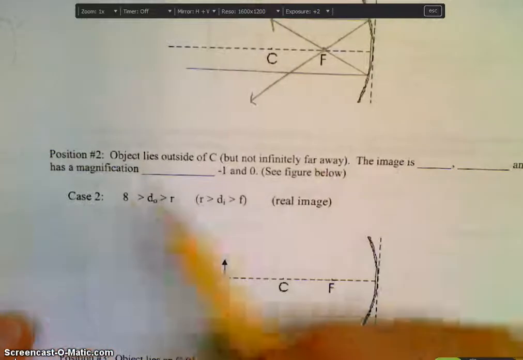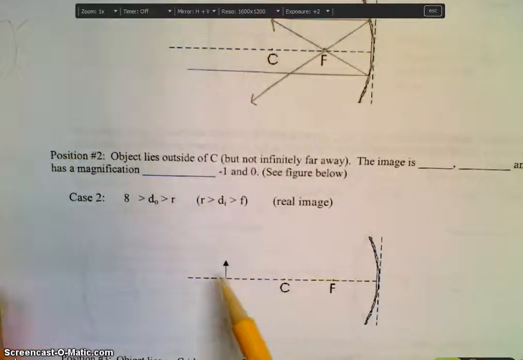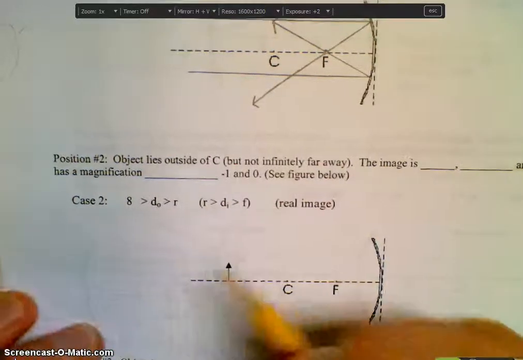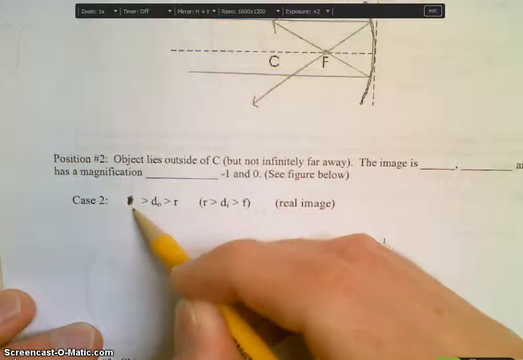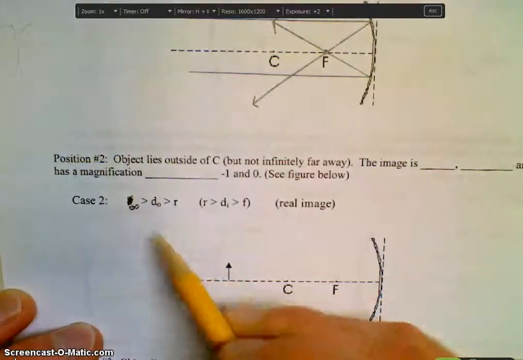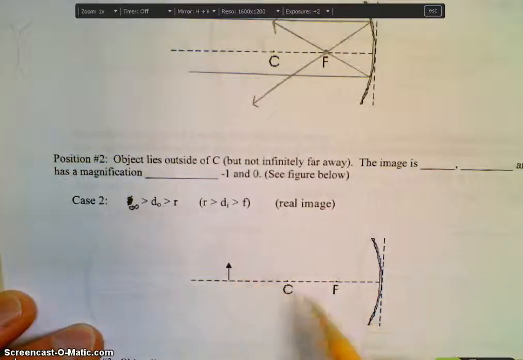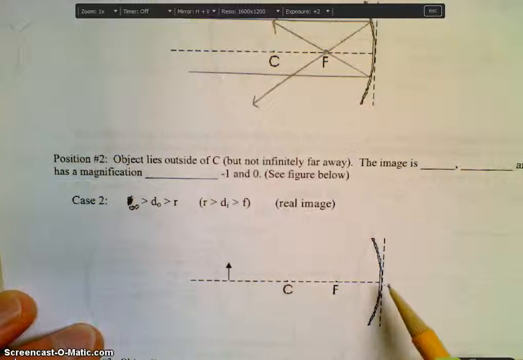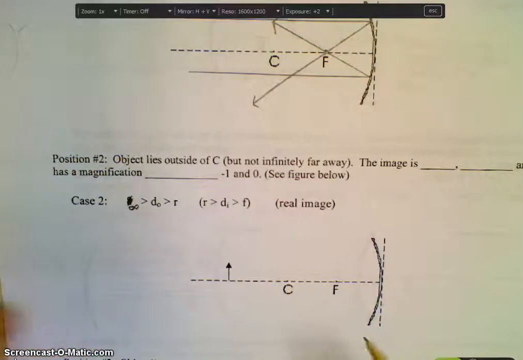Let's look at position 2. So now we're outside of C, but we're closer than infinity. So this should be infinity. So our distance is less than infinity, but greater than the radius, or the distance from C to V. So let's draw some rays.